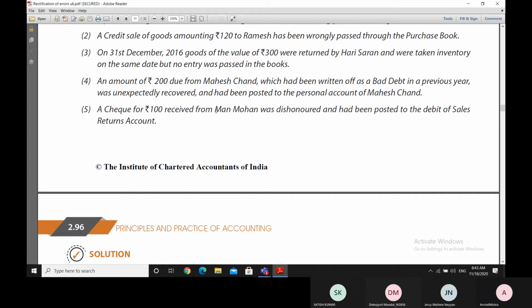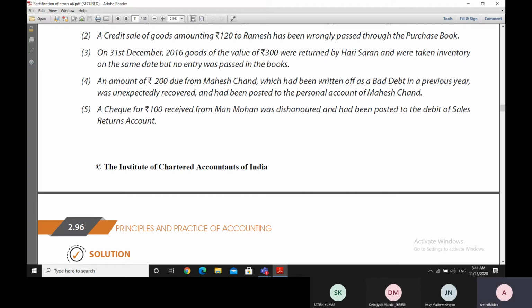Now, it could be both. I mean, it could be a credit sale as well as a cash sale. So let us consider both the situations. Let us say that it is a cash sale and we received a check from Mr. Manmohan when we sold something to him. So when we are selling something to him and we are receiving a check, we are debiting our bank account and crediting the sales.